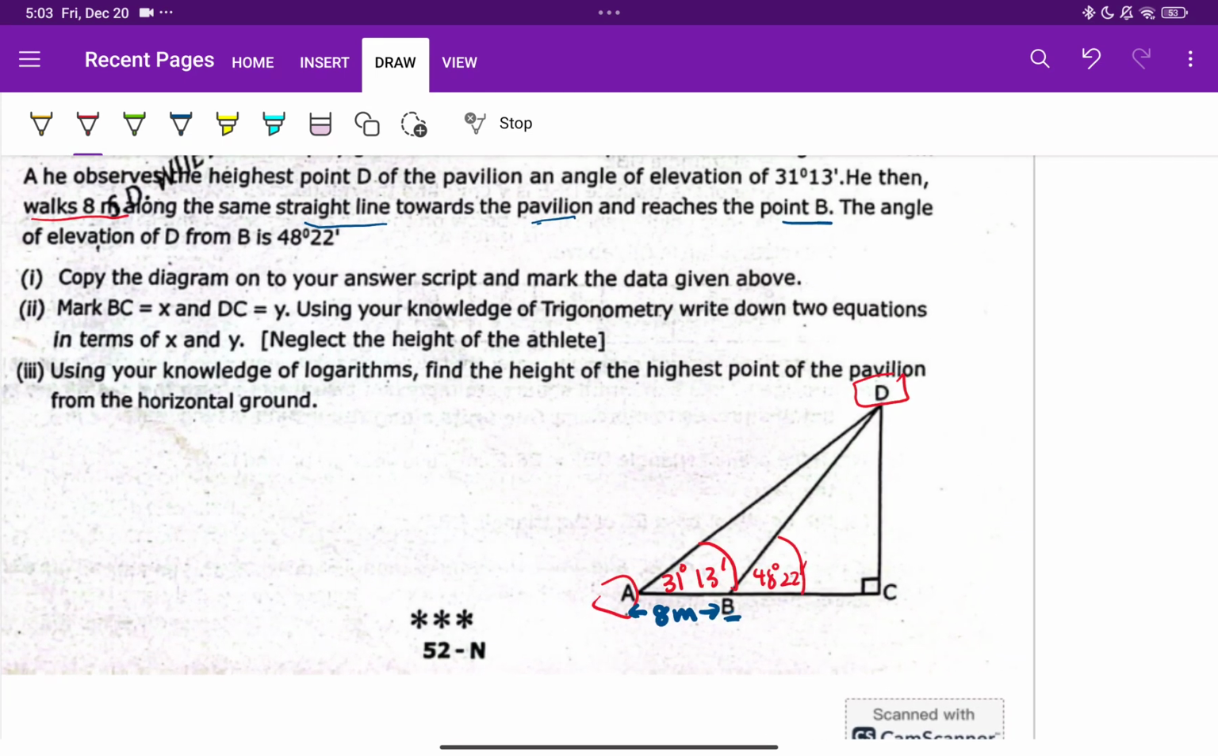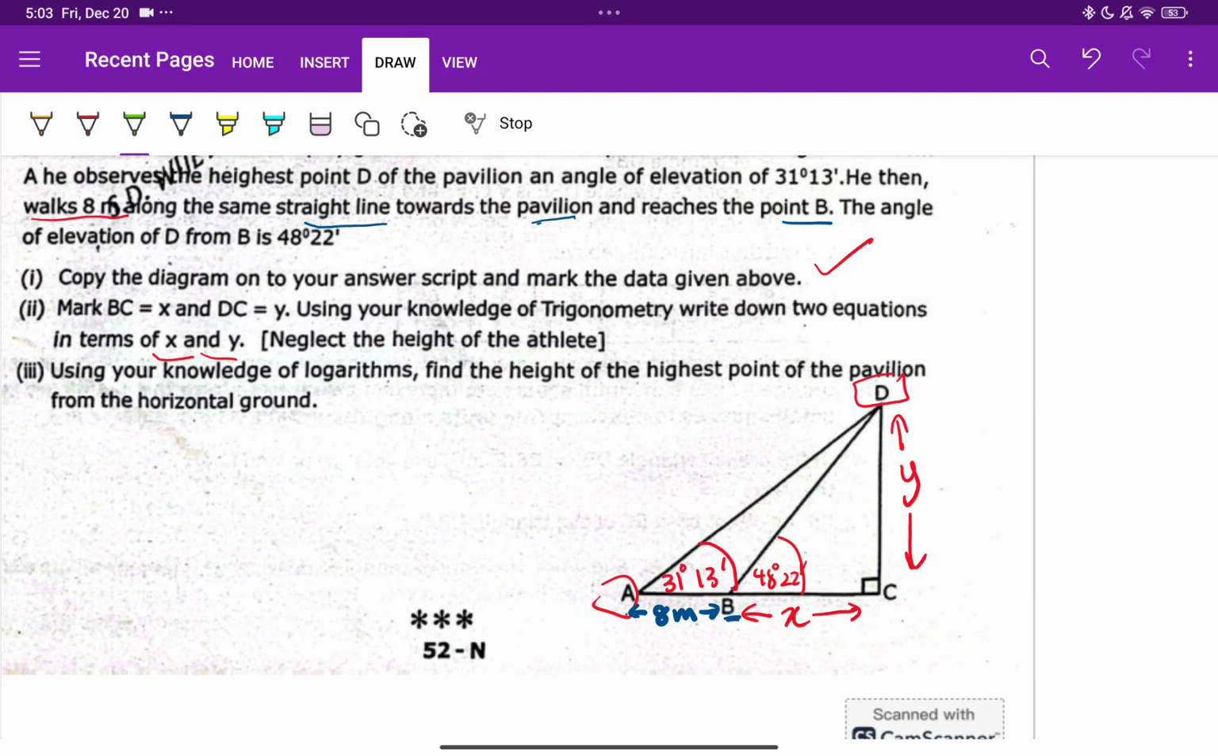Okay, so we have to copy this diagram onto our answer script and mark this information. And then we have to mark BC as X, so the distance BC should be X, and the distance DC should be Y. Using your knowledge of trigonometry, write down two equations in terms of X and Y. Now they are combining simultaneous equations with trigonometry. So we have to build up a pair of simultaneous equations using our trigonometry knowledge.